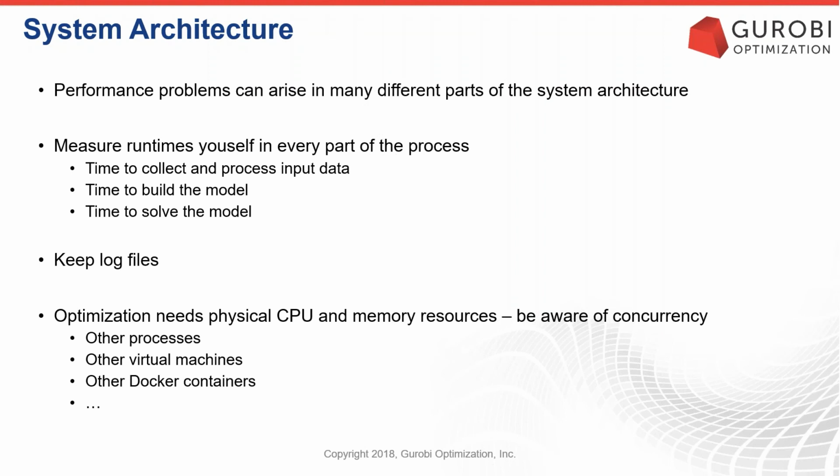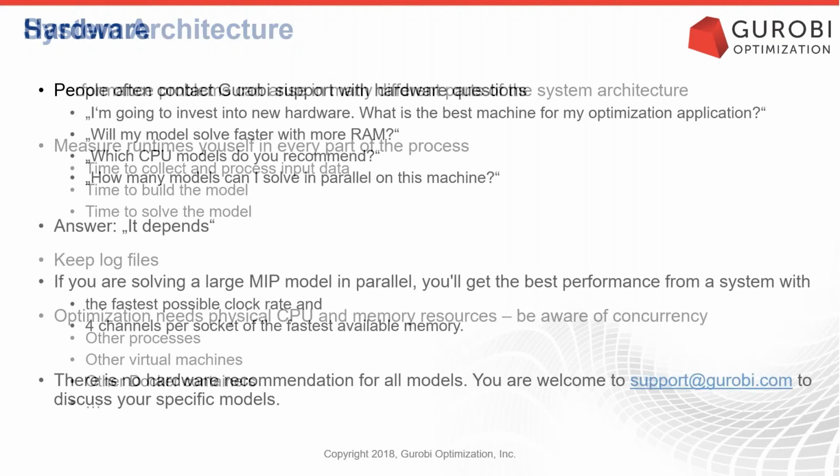It's very important to see that optimization, every part of this process, needs physical resources, so CPU, processor, and memory. The first thing you should be aware of is that you really need these physical resources. So be aware of concurrency. There might be other processes running on the same system. There might be other virtual machines running on the same physical machine, and those can consume resources as well. In a modern software architecture, there might also be, for example, other containers that use hardware resources themselves.